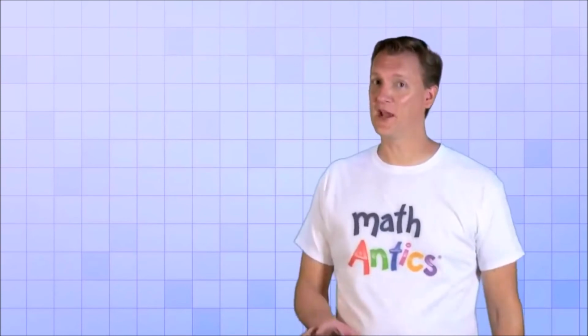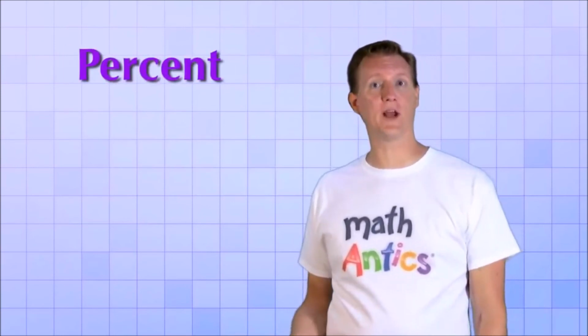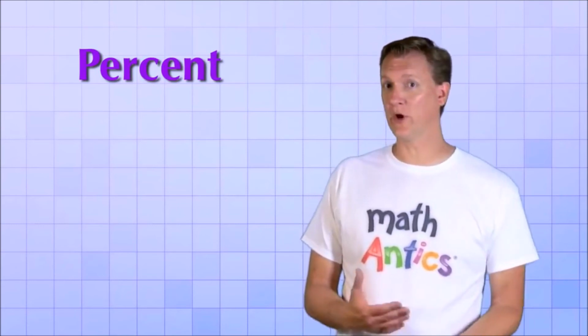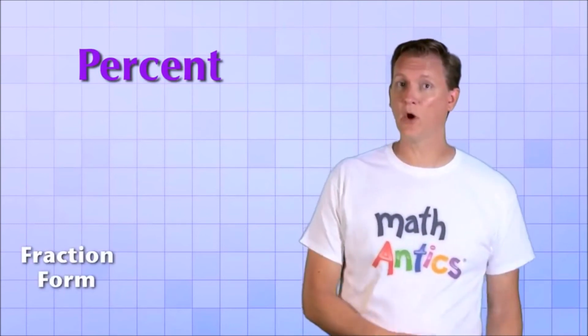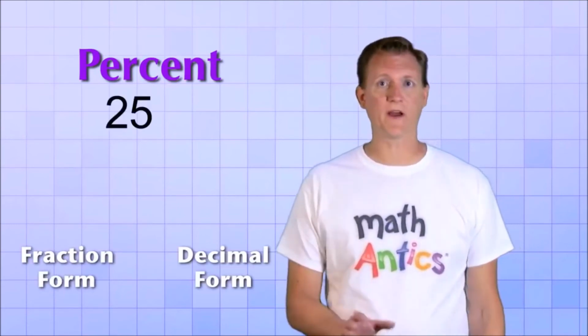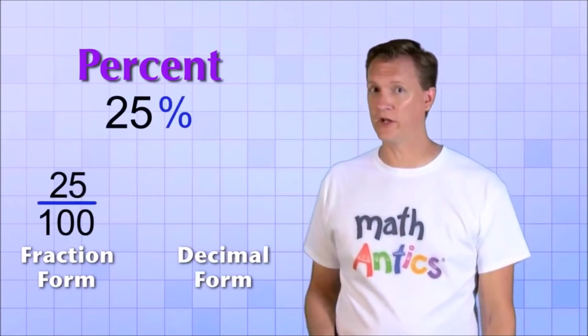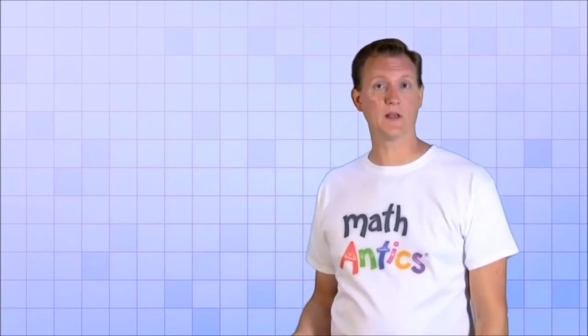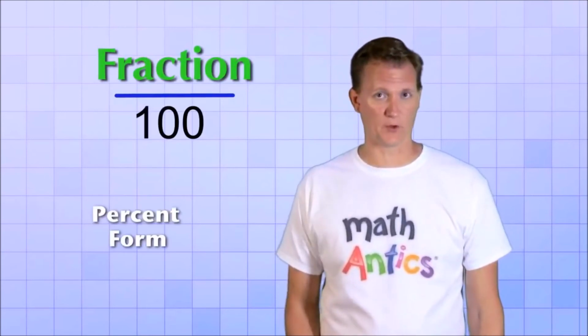All right, so now you know that a percent is a special fraction that always has 100 as the bottom number. And you know that you can rewrite percents in either their fraction form or their decimal form. 25% is 25 over 100, or 0.25. But keep in mind that you could go the other way too. If someone gives you a fraction with 100 as the bottom number, you can rewrite it in percent form.